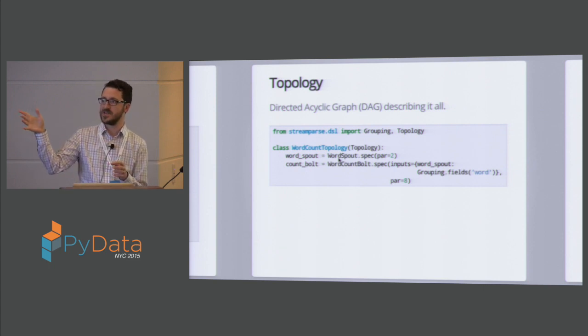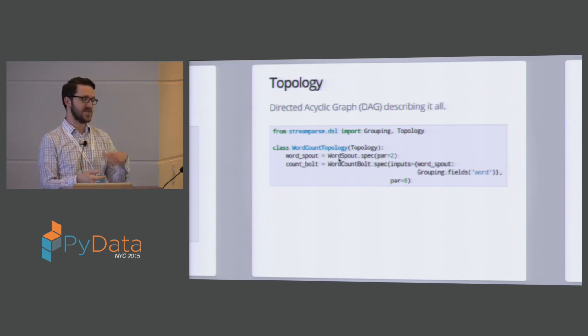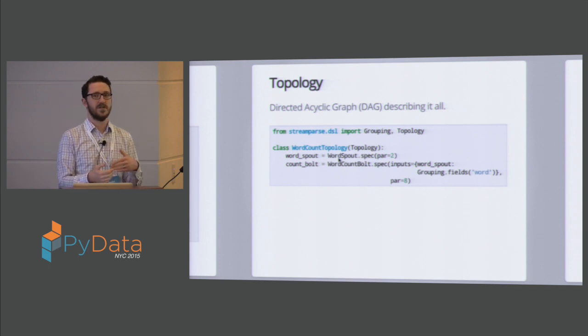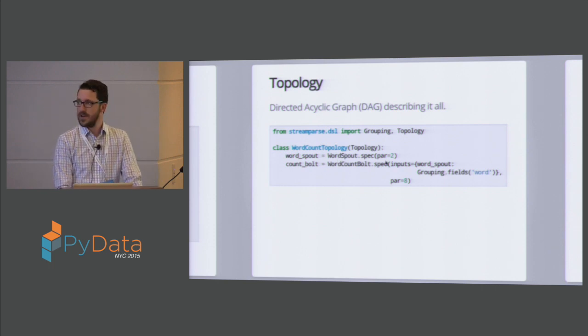Since there are 8 of these executors for the word count bolt, only one of them will ever get instances of a particular word. That way the count will be accurate, because each executor is just keeping track of a particular subset of words.